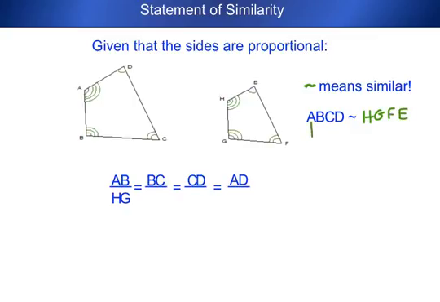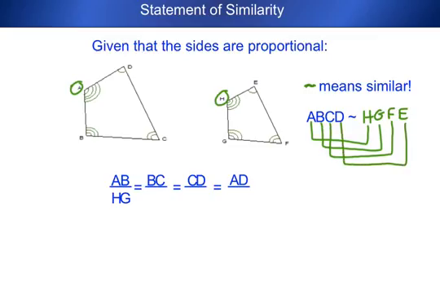Notice that angle A is congruent to angle H, and it's marked that way, here and here. Angle B is congruent to angle G, angle C is congruent to angle F, and angle D is congruent to angle E. Again, the order does really matter.